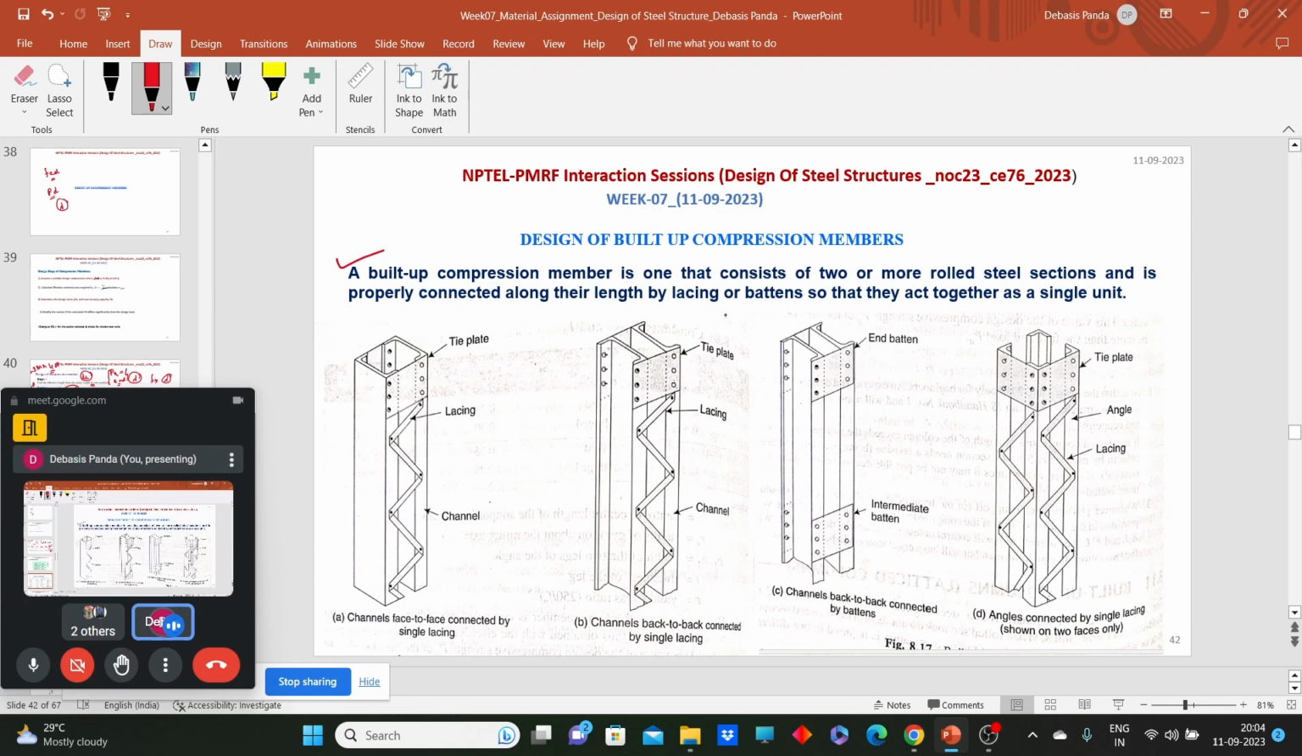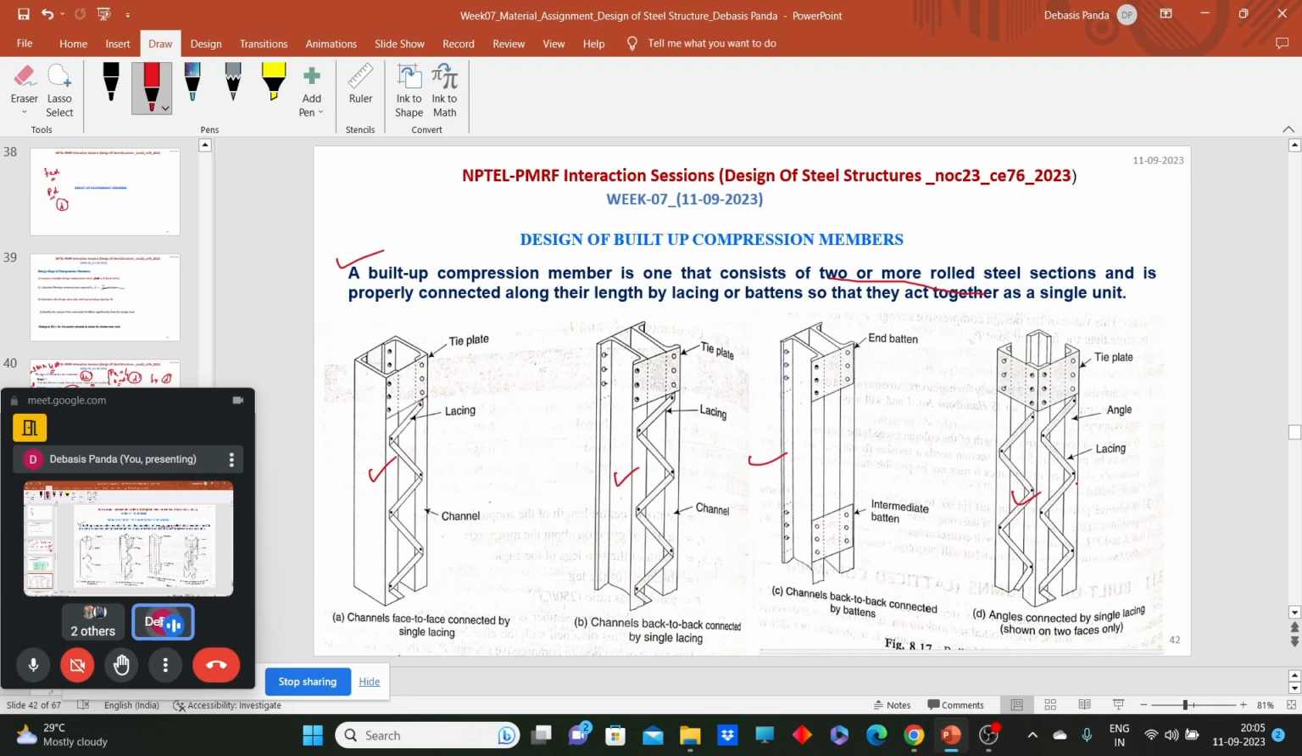A built-up compression member is one that consists of two or more rolled sections together, and they will act as a single unit. How will they act as a single unit? We have some connections like lacing connections and batten connections. You have seen this kind of built-up member in railway stations and in different kinds of industrial sheds. A built-up section means that in that section we have more than one rolled section and we have tied them together to act as a single unit.